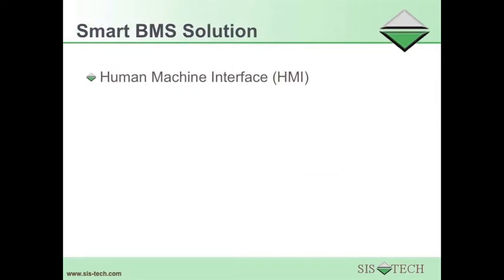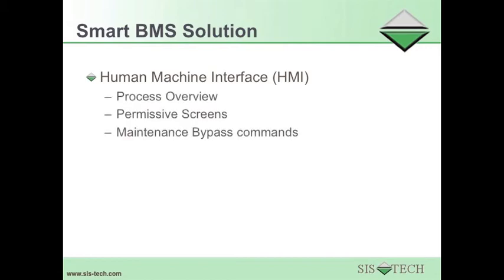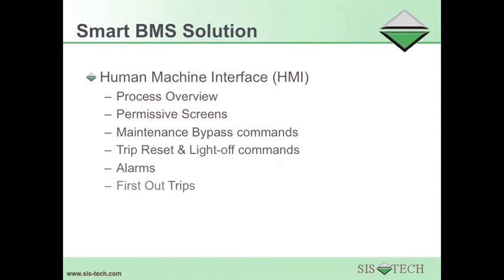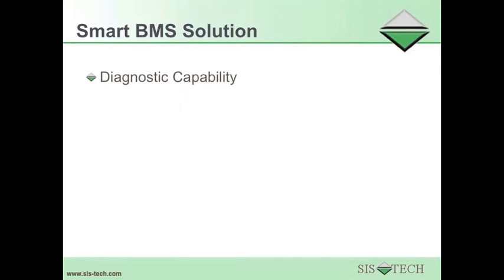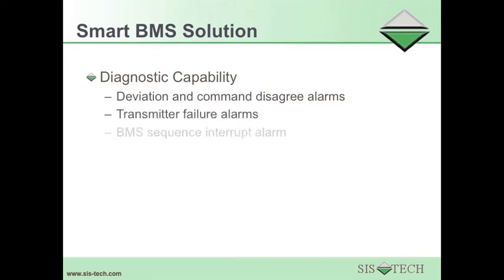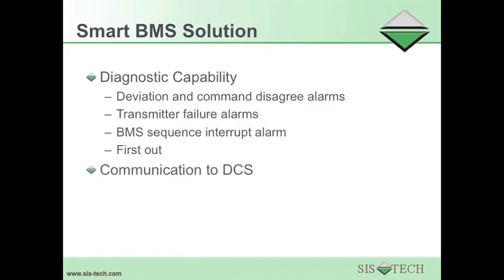And finally, our BMS SIS Smart BMS solutions for heaters, furnaces, and boilers. This system is the same BMS with smart capabilities like Human-Machine Interface (HMI) to display a process overview, permissive graphics, software maintenance bypasses, trip reset, and light-off commands, as well as alarms and first-out trips. Also, this system includes diagnostic capabilities to perform deviation and command disagree alarms, transmitter failure, BMS sequence interrupt, and first-out alarms. Enhanced communication capabilities with the BPCS via Modbus, Ethernet, or even wireless.